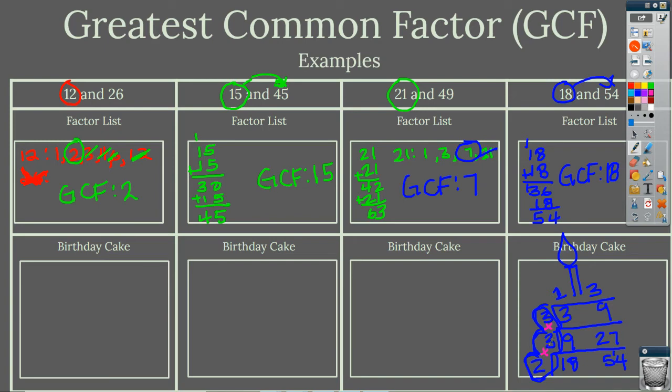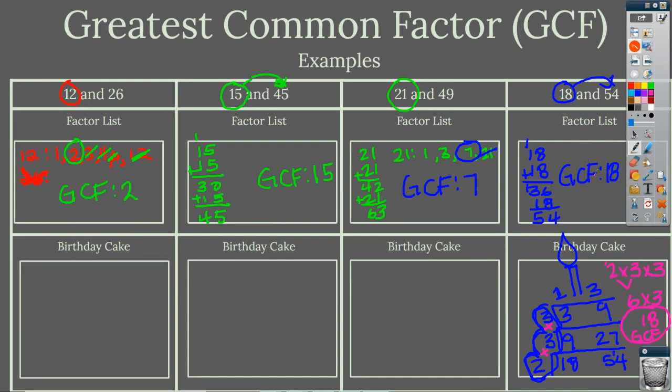So we're going to do 2 times 3 times 3. So I'm just going to write that to the side here. 2 times 3 times 3. 2 times 3 is 6. And 6 times 3 is 18. So using birthday cake method, we find that the GCF is 18, just like we did on top.